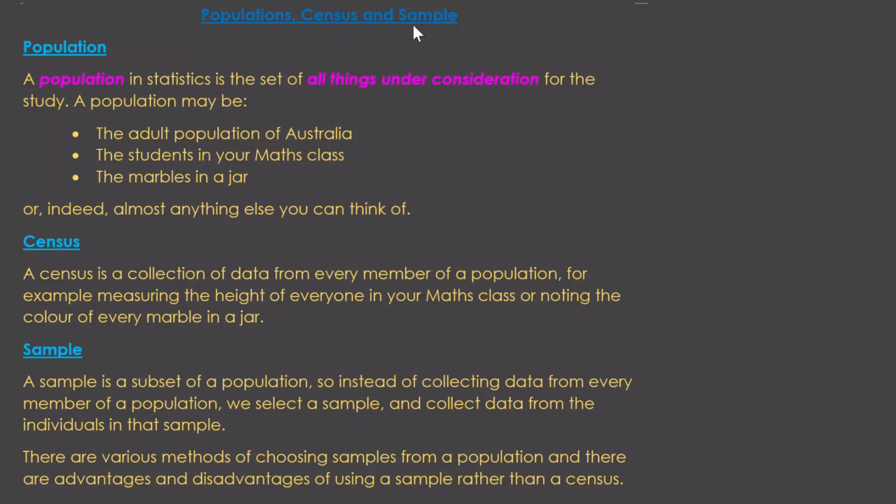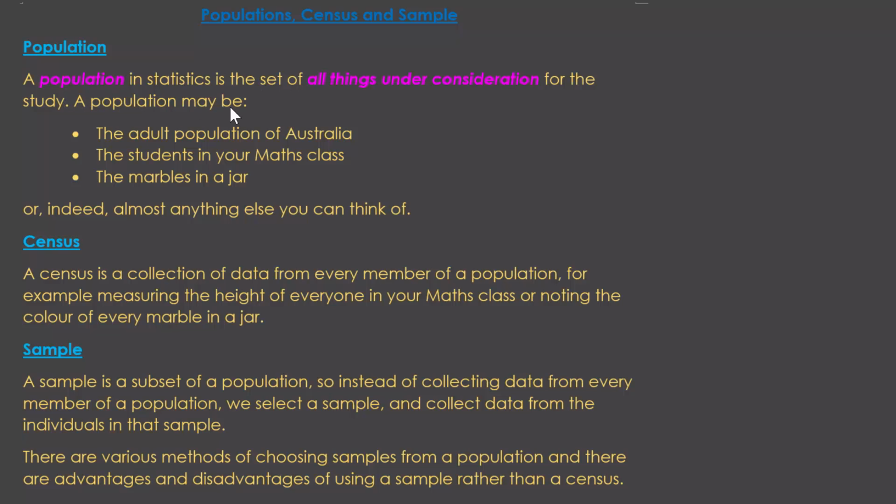Populations, census, and sample. So when we're doing statistics, what do we mean by a population? A population in statistics is the set of all things under consideration for the study that we are undertaking.